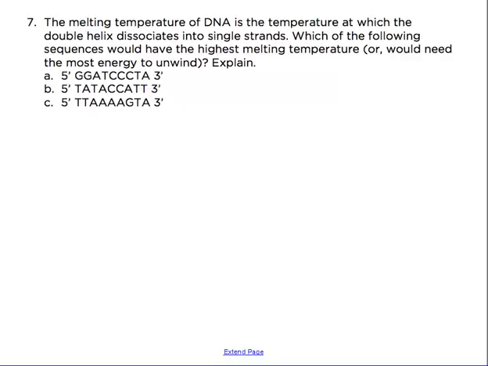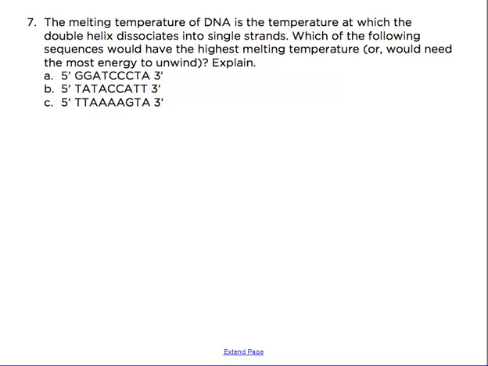Question 7. The melting temperature of DNA is the temperature at which the double helix dissociates into single strands. Which of the following sequences would have the highest melting temperature, or in other words, would need the most energy to unwind? Explain. So when we look at these 3 sequences, now remember they're only showing one strand out of a double-stranded molecule. We're looking at them, you see that they all have the same amount of nucleotides.